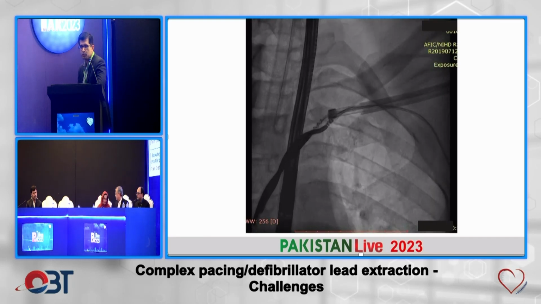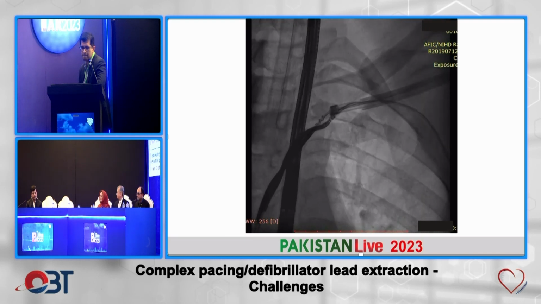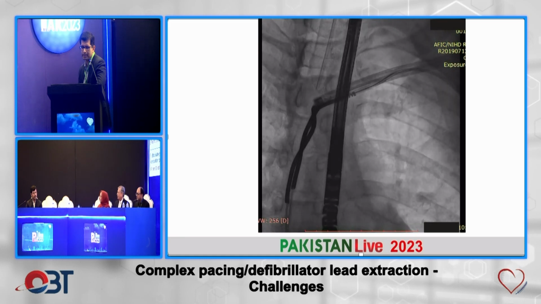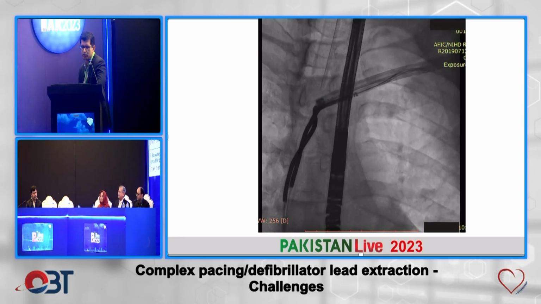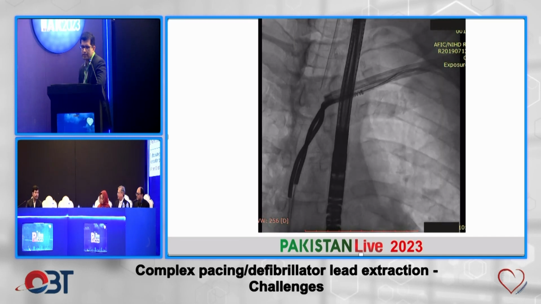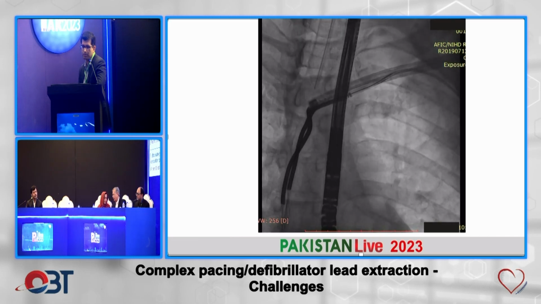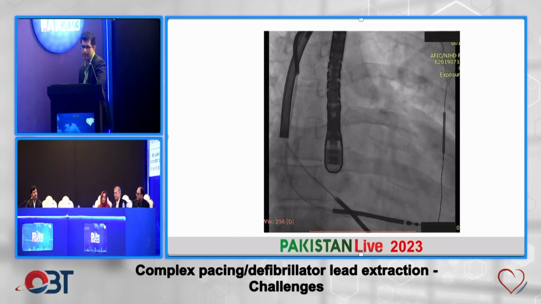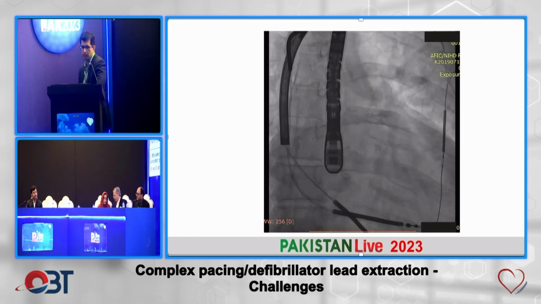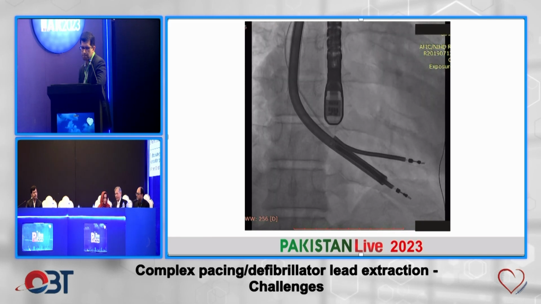At the start of the procedure, we used glide light. This is the laser sheath, which I talked about. Initially, we were successful, and we were able to separate the lead till the area roughly at the junction of SVC and right atrium. But we found it difficult to advance any further, and this was the stage when we decided to switch the laser sheath with a mechanical hand tool, which is tight rail. And indeed, with the help of tight rail, slowly but gradually, we were able to navigate and separate this lead.